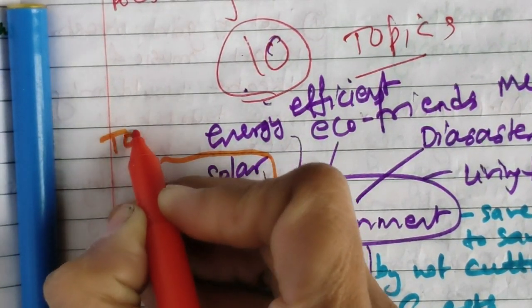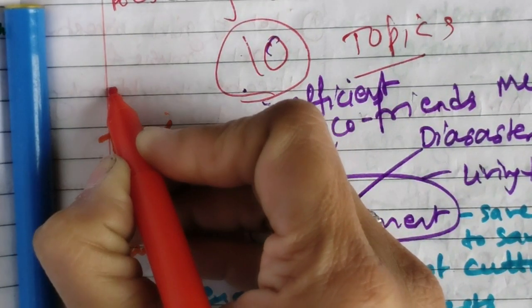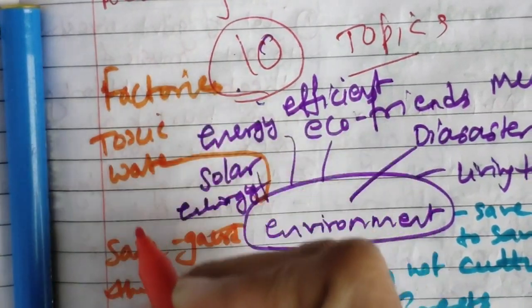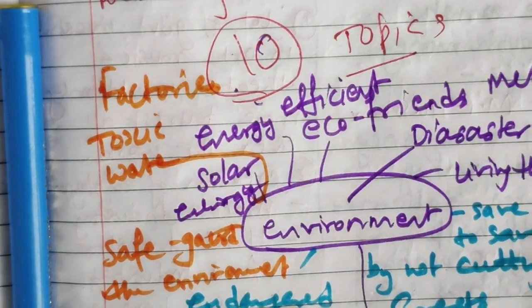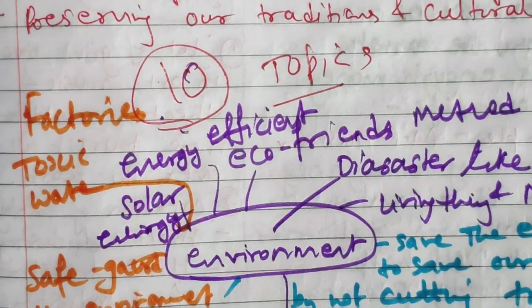So toxic waste is also there, out of factories. Okay, in this way you can see in the second page also I have written so many things.